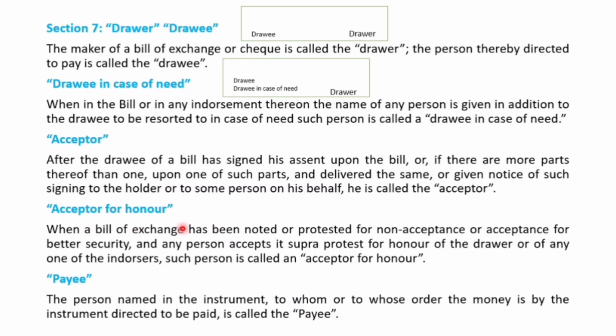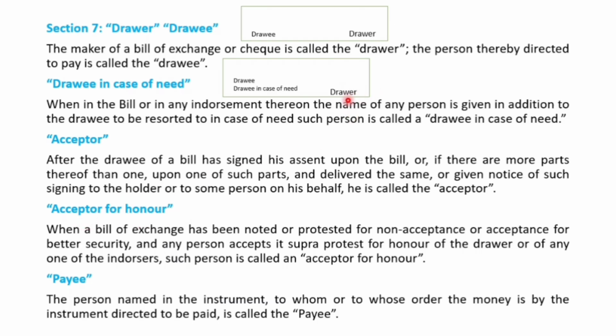Then the acceptor for honor. So a bill has to be accepted by the drawee or drawee in case of need. In case they have not accepted it, somebody in order to honor the drawer can come into play and they can accept it.